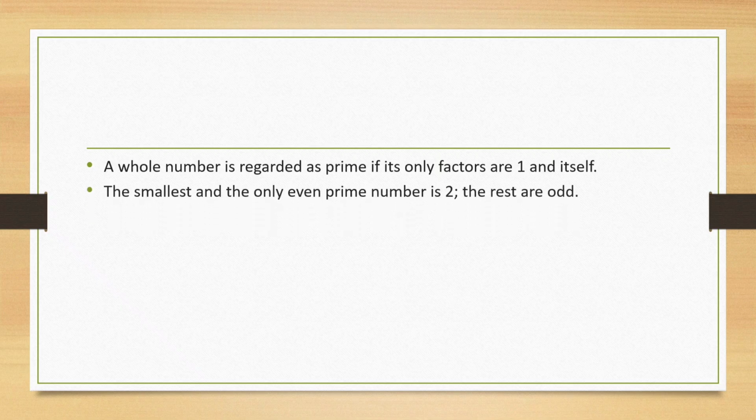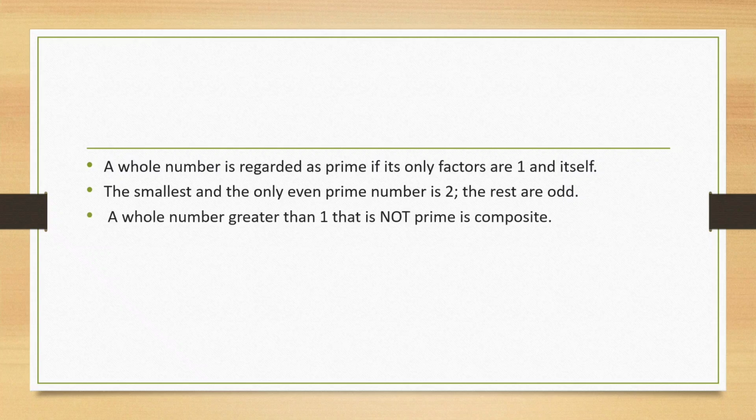Coming to the second point, it says that the smallest and the only even prime number is 2, and the rest are odd. The reason is that all other even numbers are divisible by 2, so they have one more factor apart from 1 and itself, that is 2. So all other even numbers are composite numbers, but the only even prime number which exists is 2. The rest of the prime numbers are all odd numbers.